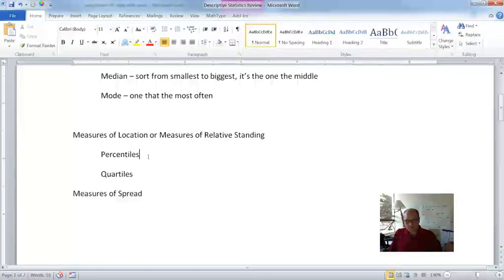A quartile, then, there's really only two, possibly three quartiles. And they are just the 25th percentile is the first quartile. The 50th percentile, or also the median, is the second quartile, and then the third quartile is the 75th percentile. And there's nothing really special about those.